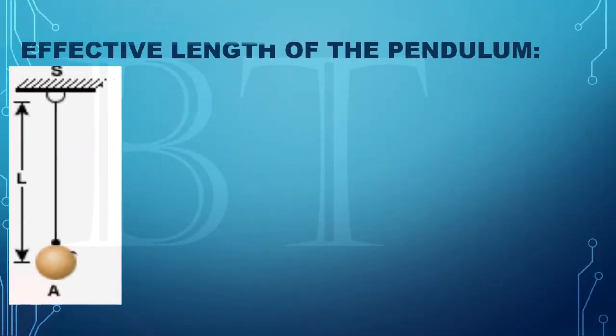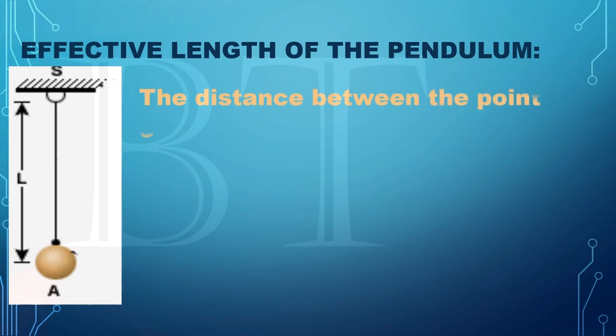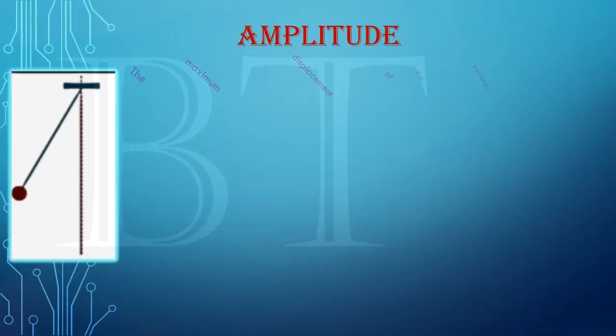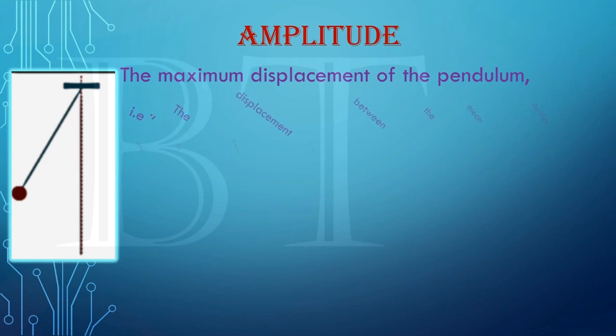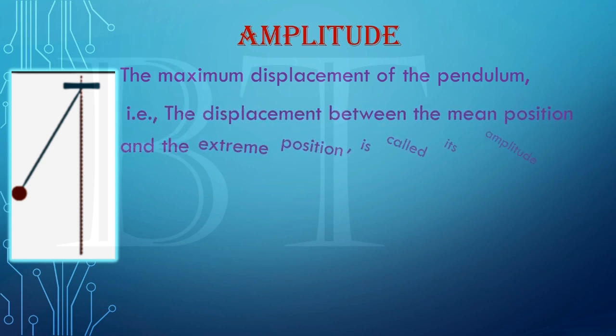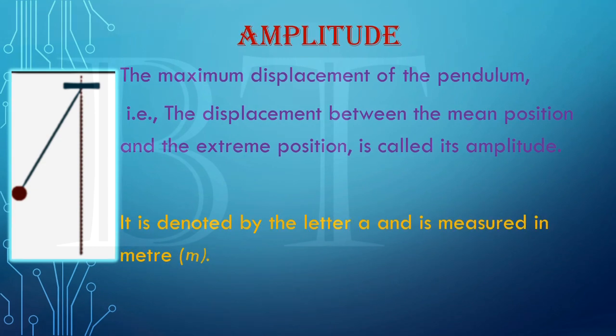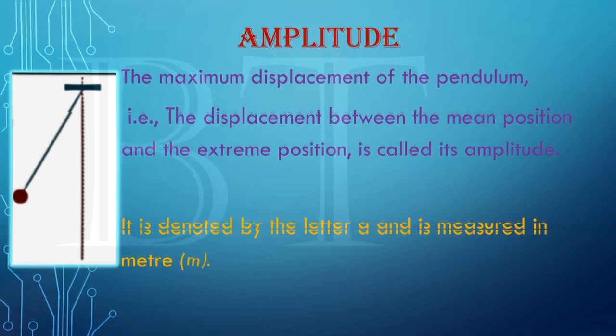The string of the pendulum is suspended from a rigid support, and the distance between the point of suspension to the center of the bob is called the length of the pendulum. And the maximum displacement of the pendulum, that is, the displacement between the mean position and one extreme position, is called the amplitude of the pendulum. The amplitude is denoted by the letter A and is measured in meters.